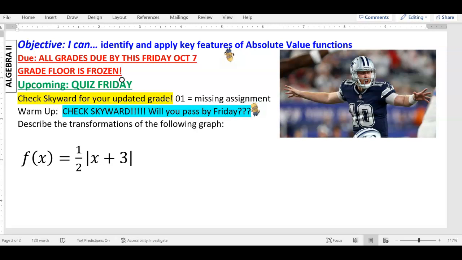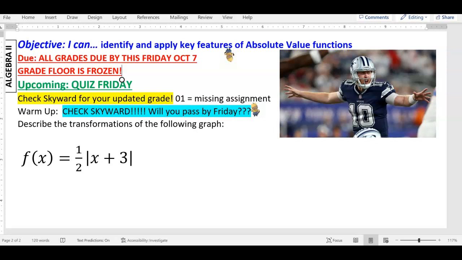Friday, grades are due, right? So if you need to turn stuff in, Friday's the day. Check Skyward to see if your grade is passing, all that good stuff. We are going to have a quiz on Friday over this stuff, so it's not that bad. Today we have some notes, but it's very similar to the last 2 days, so it's not too much, I promise.